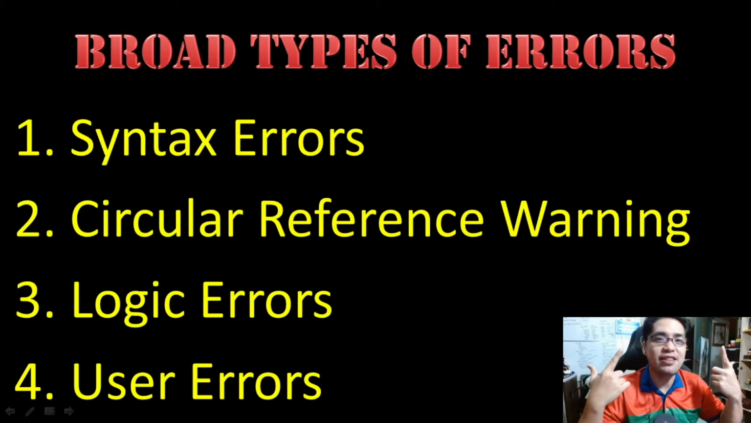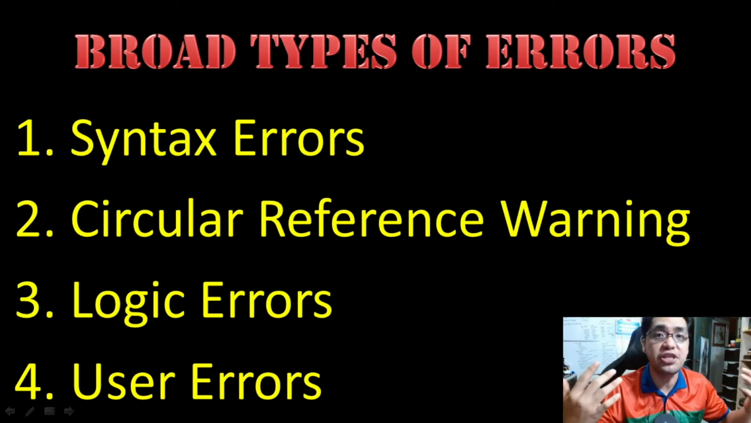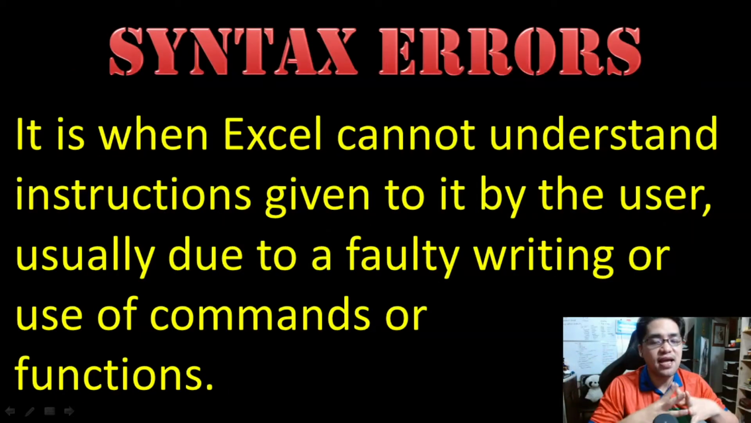On the screen right now are the broad types of errors in Microsoft Excel, and we're gonna run through each and every one of them. We have syntax errors, circular reference warnings, logic errors, and user errors. Let's first talk about syntax errors. Syntax errors happen when Excel cannot understand instructions given to it by the user, usually due to a faulty writing or use of commands or functions.